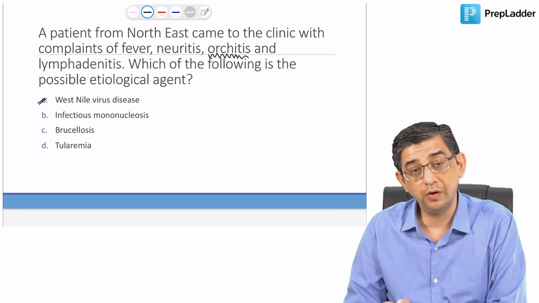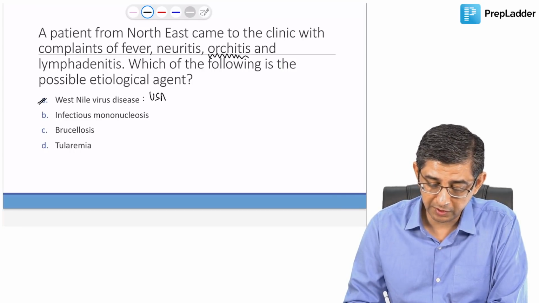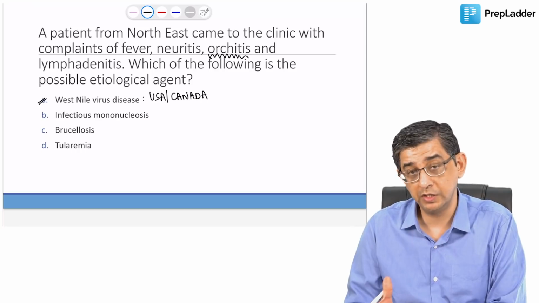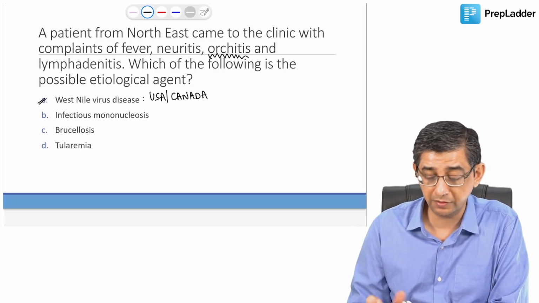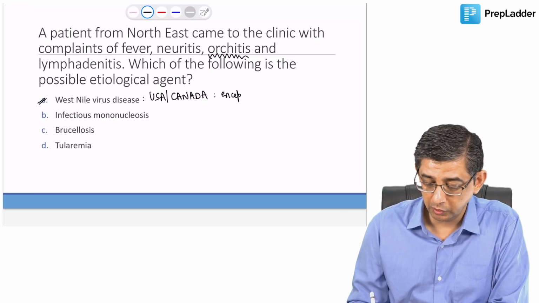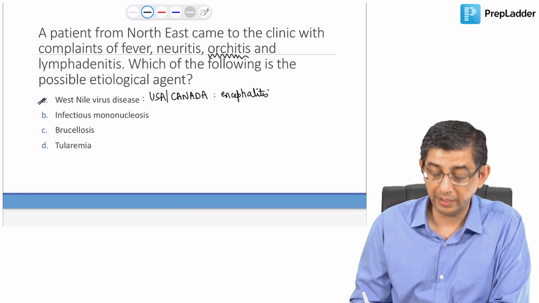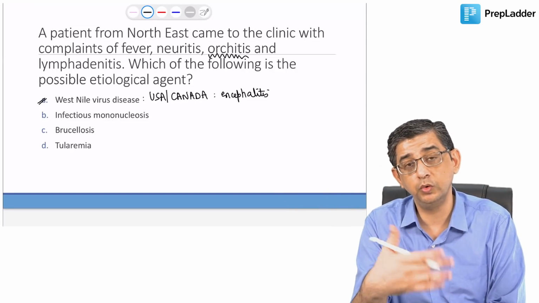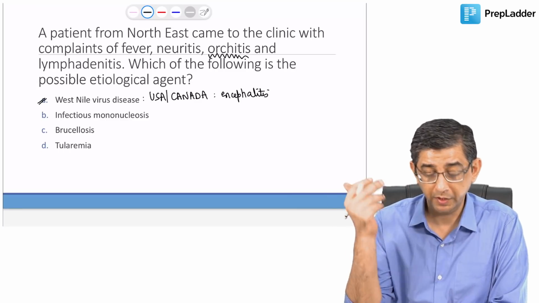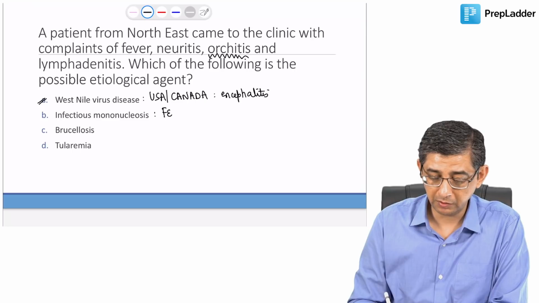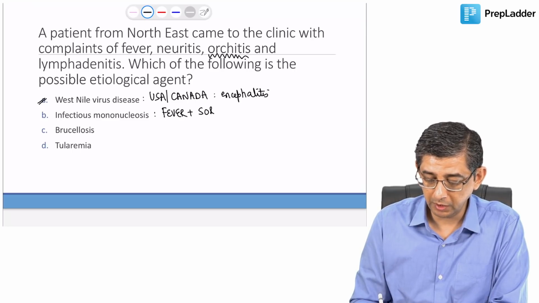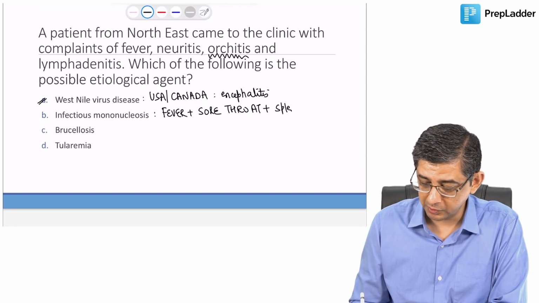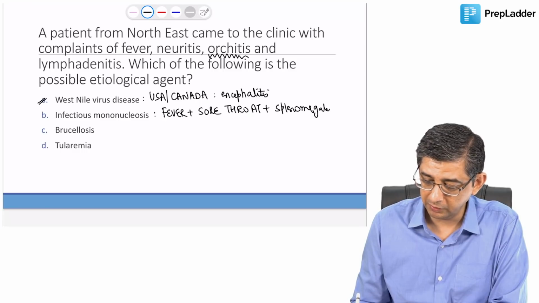West Nile virus is mainly found in United States. West Nile virus is found obviously in Africa and then even in Canada. So foreign travel history should always be given. West Nile virus causes encephalitis. I mean, this organism is going to be responsible for encephalitis. So history of foreign travel and traveling to wildlife areas should be given for you to make a diagnosis of option number A. Infectious mononucleosis mainly presents with fever, sore throat, and then splenomegaly. It is unlikely to be a diagnosis of infectious mononucleosis in this patient because the classical features are not given.